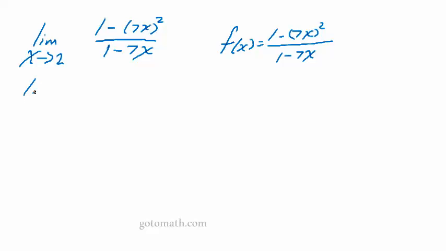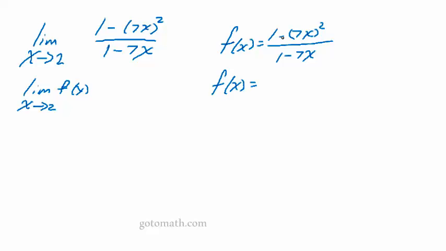Right, so this could actually have been rewritten as the limit of f of x as x approaches 2. Some people say the limit as x approaches 2 of f of x, however you want to say that. Anyway, it could be written like this, so you need to know this. Now, there's another way of writing f of x.